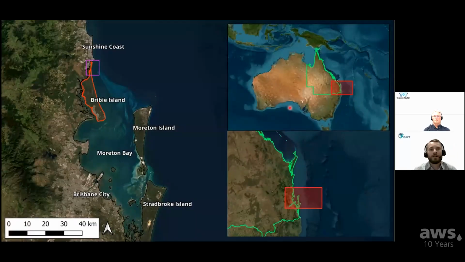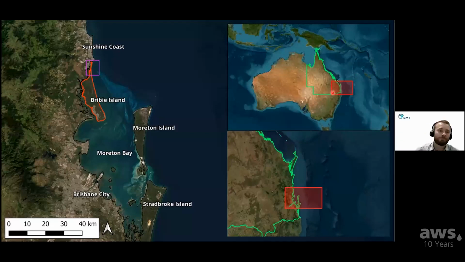So to get everyone located, we're in Australia, and specifically we're in the state of Queensland, outlined in the green up here. And we're in southeast Queensland, right in the bottom right. You can see here is Moreton Bay and Brisbane City, the state capital, down here in the bottom left. And then there's these 3 sand barrier islands, of which Bribie Island is one of them, just up here outlined in red.